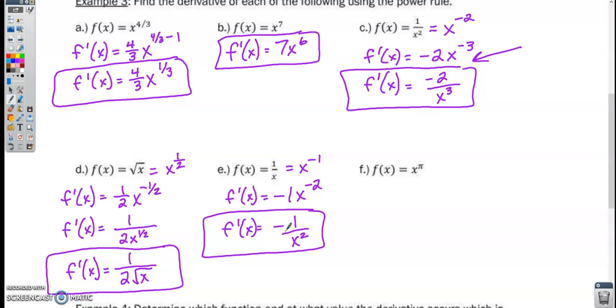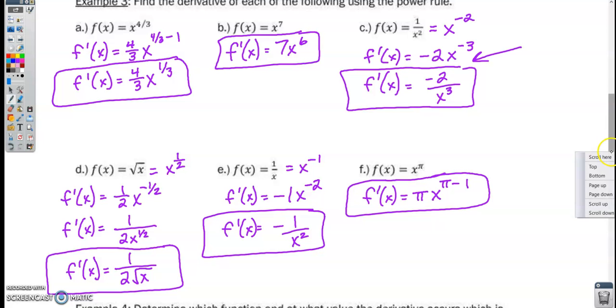And the last one, f of x is equal to x to the pi. Again, we can apply the power rule here. And so this is going to be, bring the power in front, subtract 1 from the power. And I'm just going to go ahead and leave it like that. It's nicer to leave it as pi minus 1 than to try and write pi minus 1 as anything else, especially since pi is an irrational value. Okay, so there's our first example of this video, example 3.